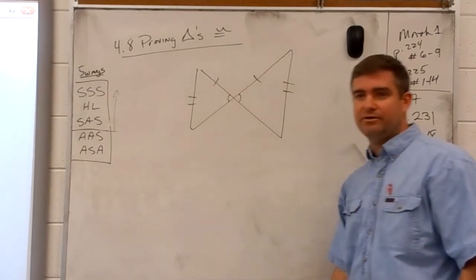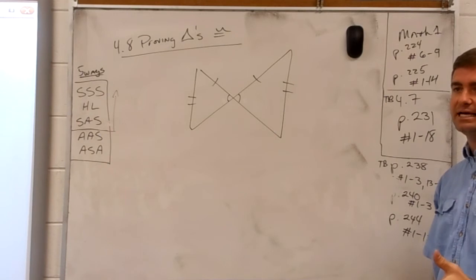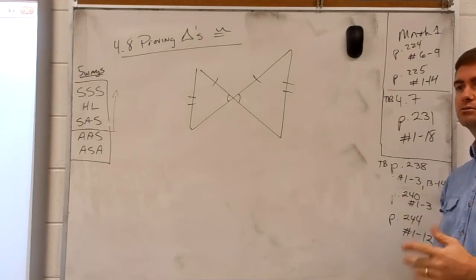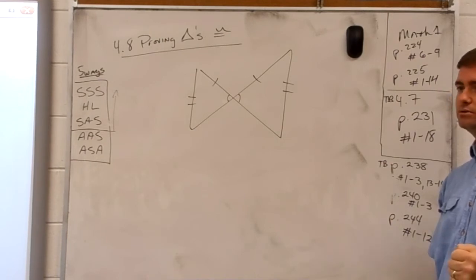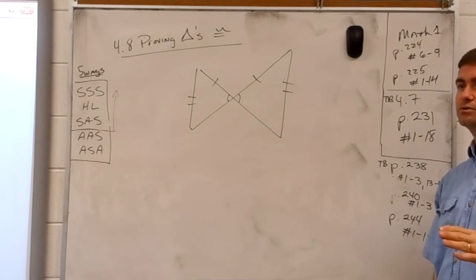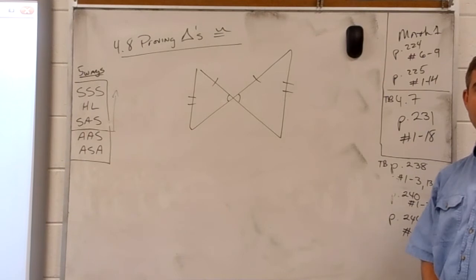They're not going to tell you that. You have to realize that, or you have to recognize that, that they are vertical angles and they're going to be congruent. On a bow tie problem, unless they give it to you, you don't know any other angles. So now, would you be able to prove that these two triangles are congruent?